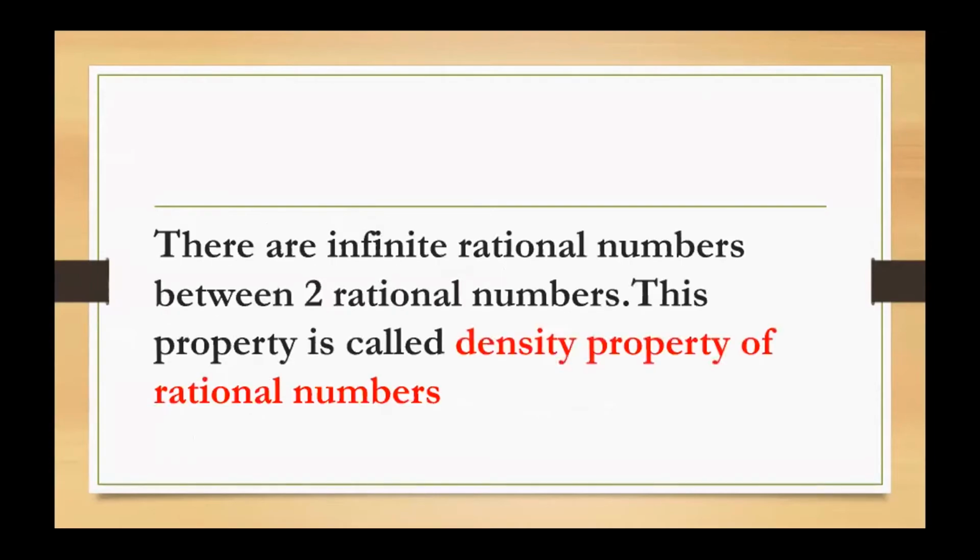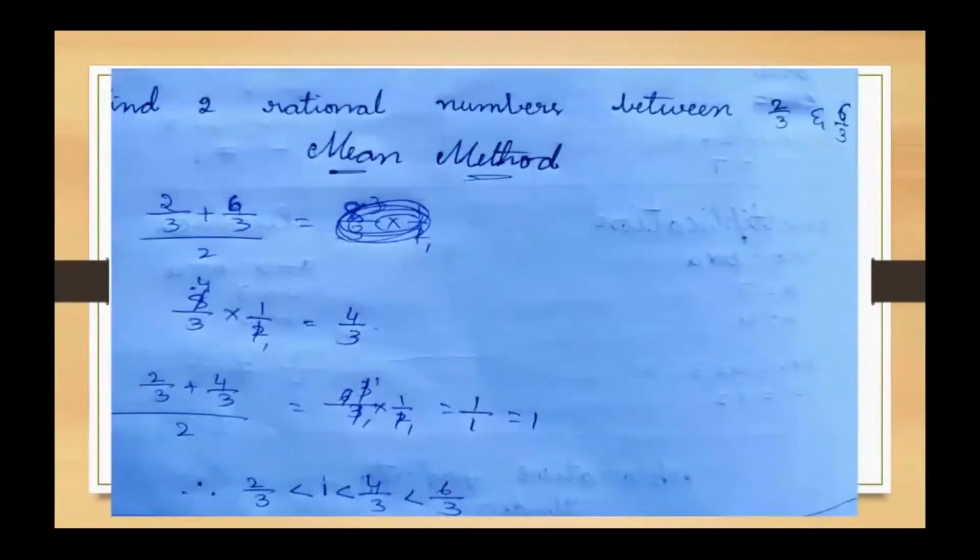There are infinite rational numbers between two rational numbers. This property is called the density property of rational numbers. Find two rational numbers between 2 by 3 and 6 by 3. Mean method: 2 by 3 plus 6 by 3, divided by 2. Here the denominators are the same, so LCM is 3. 2 plus 6 is equal to 8. 8 by 3 into 1 by 2 is equal to 4 by 3.